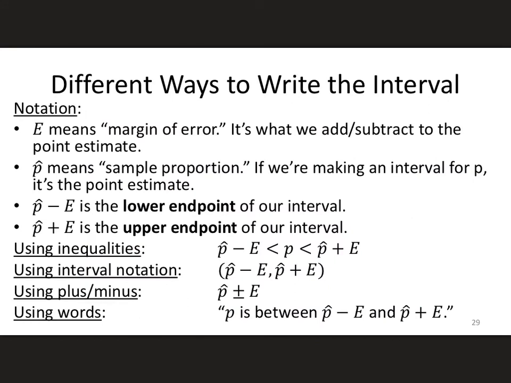So there are different ways to write an interval. Remember that E means the margin of error, and that's why we add or subtract to the point estimate. P hat means the sample proportion. And if we're making an interval for P, it's the point estimate. So P hat minus E is your lower endpoint of our interval, and P hat plus E is your upper endpoint of our interval. So you could see it written in some different ways. We could use inequalities, interval notation, using a plus or minus, or actually using words. So these are all different ways you could see intervals written.